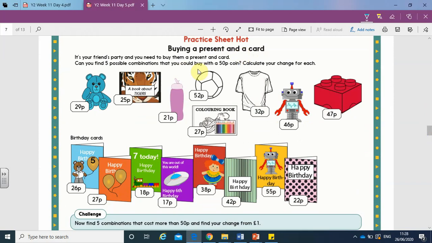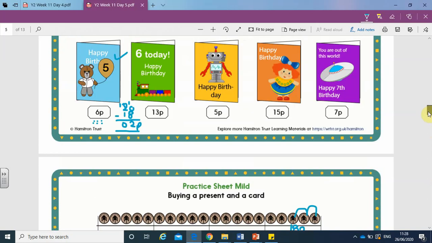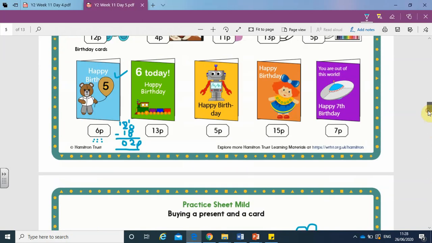If you want a challenge, I've got one of these, it's your friend's party, woohoo! And you need to buy them a present and a card, so it's no different to the other, but this time we've got 50p. The 5 combinations would do exactly the same, but the values are just a little bit higher. Look it up, calculate the change. So it's no different to this one. You're just using 50p instead of 20.